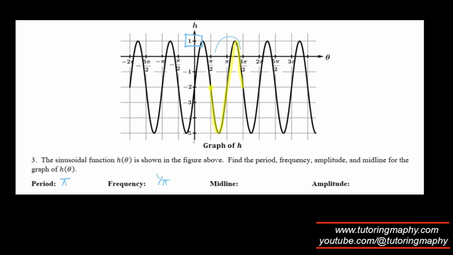Max value is 1, min is -5. So maximum plus minimum over 2, which is 1 minus 5, which is -4. -4 over 2 is -2. So y equal to -2. And the amplitude is 1 minus -5 over 2, which is 6 over 2, which is 3.